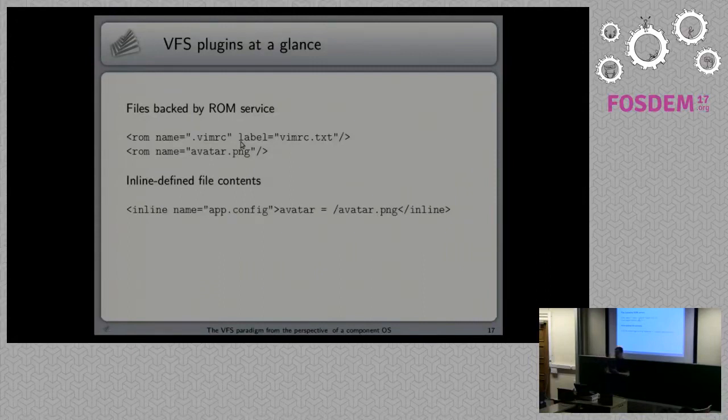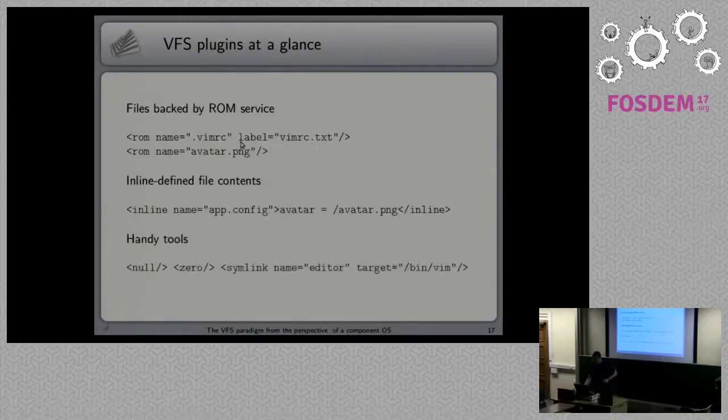Mostly for debugging, but also for static configuration of systems, we included an inline node where it's possible to just create a file in the VFS that has a fixed content. And we also needed some handy tools for the POSIX applications, like the classical dev null and zero devices. And we also have a simple symlink implementation. So we can have a node in the VFS that redirects to another node.